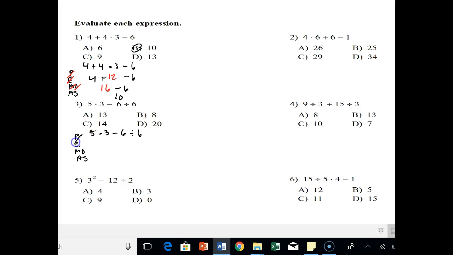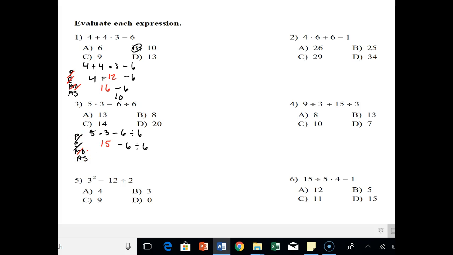There's no parentheses. There's no exponents. Now I multiply or divide. I see both, but multiplication comes first when I move left to right. So it's 5 times 3, which is 15. Then minus 6 divided by 6. Now it's going to be super tempting to do 15 minus 6, but you can't do that. You have to do the division first, right?